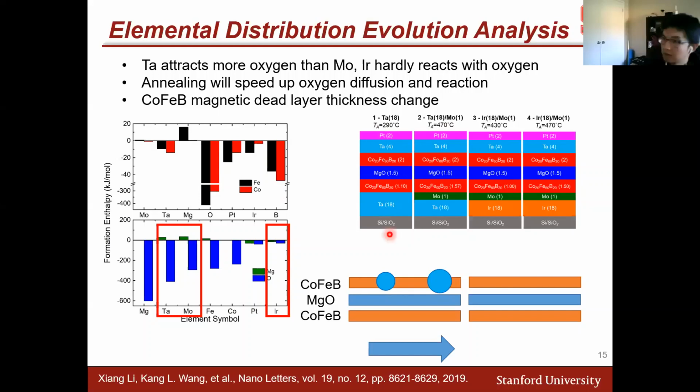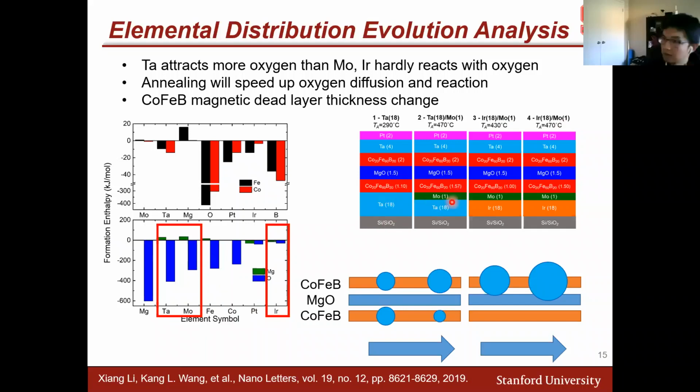the oxygen in the MgO will diffuse to all the other metallic layers. So the oxygen concentration in this top cobalt boron, which I'll plot here, will increase from this one to this one. And the same thing happens for the 3 and 4 at the higher temperature. For the bottom layer, it's different because we have inserted a moly layer here.